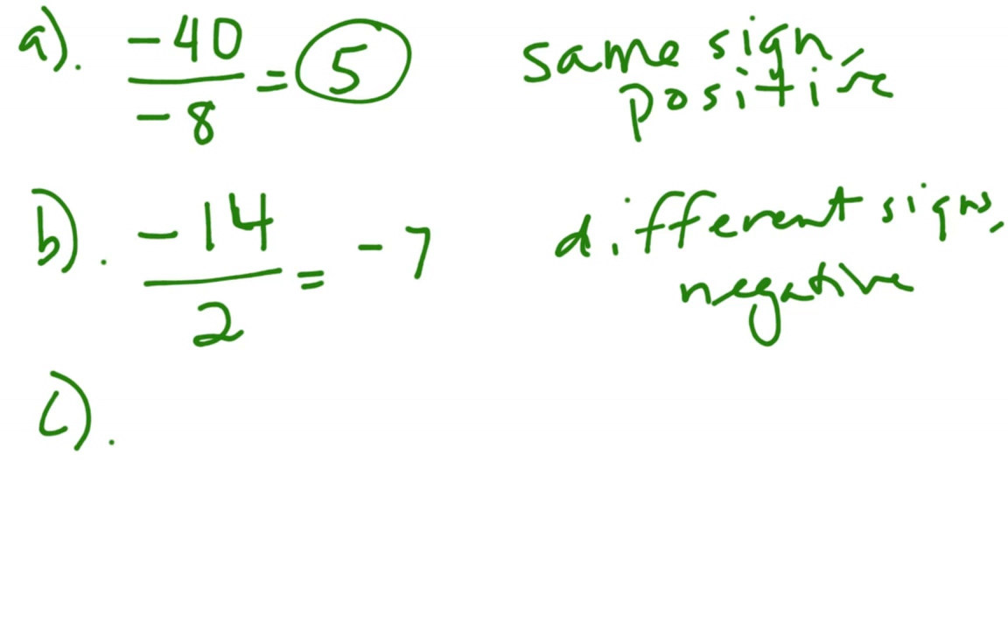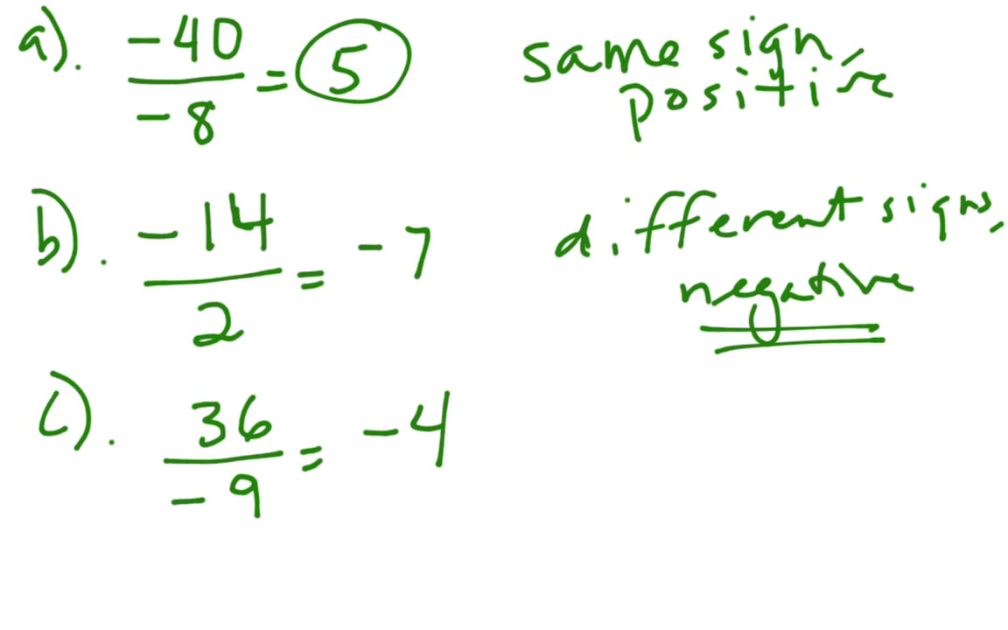And C, 36 over negative 9. Sometimes you'll have the negative on the bottom. In B it was on the top. In C it's on the bottom. Those are both acceptable ways to write a fraction. You could have it also in the middle. All three are acceptable. I'll stretch that out though a little bit. And so this is going to be a negative 4 because it's a negative when we have two different signs.